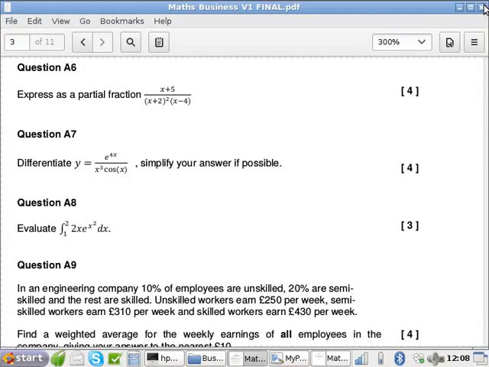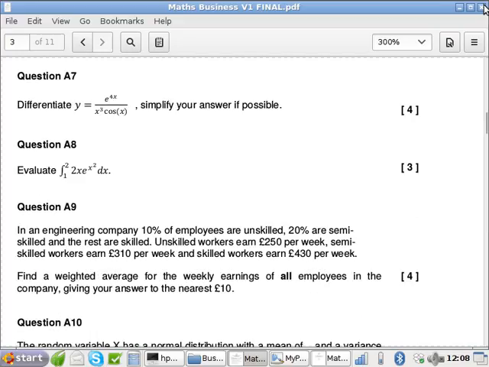Right. Try 8. What rule do we need for 8? Yes, substitution. You're right. Very good. That is a good question. What do you think? Let u equal X squared. Yes, X squared.